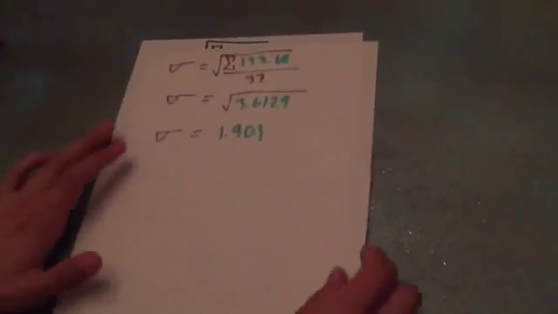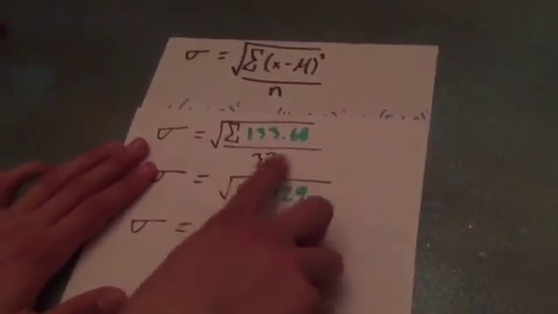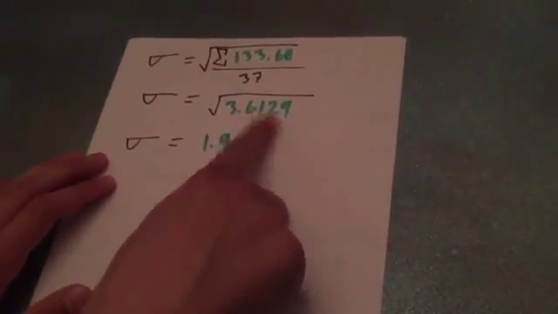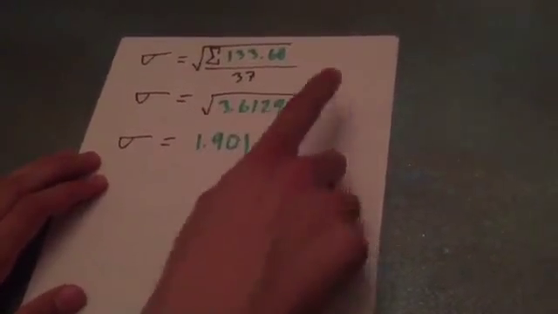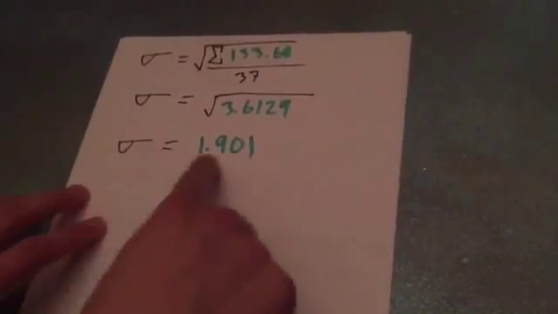133.68. Once we get 133.68, we have to plug it back into the equation. So remember n is the number of terms, so 37 on the bottom. We divided that and it came out to 3.6129. Then do the math: the square root of 3.6129. Standard deviation equals 1.901. Okay, so we're almost done with this problem.